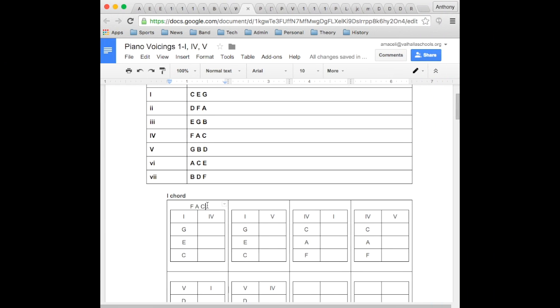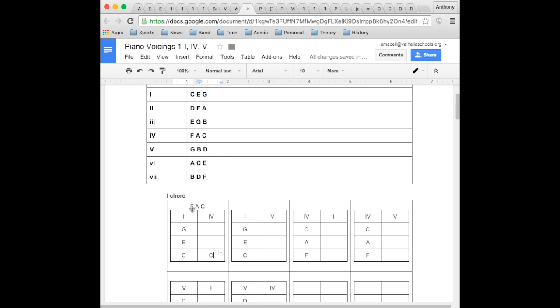So now our job is to look at and compare the letters in the musical alphabet between the 2 chords and see if they have any in common. C, E, G, and F, A, C. These 2 chords have one note in common. They have the C in common. So when I switch chords, I'm not going to move my C.